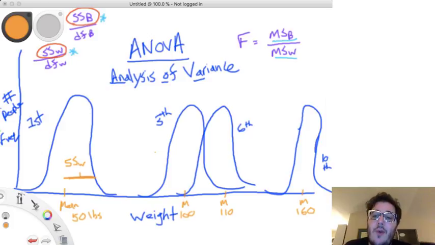So the sums of squares within calculated for first graders should be the same for 5th graders and 6th graders and 10th graders. So that's the variance within a group. Sums of squares within is the variance within the level of your IV. So within first graders, within 5th graders. Okay, so that's one half of the puzzle.